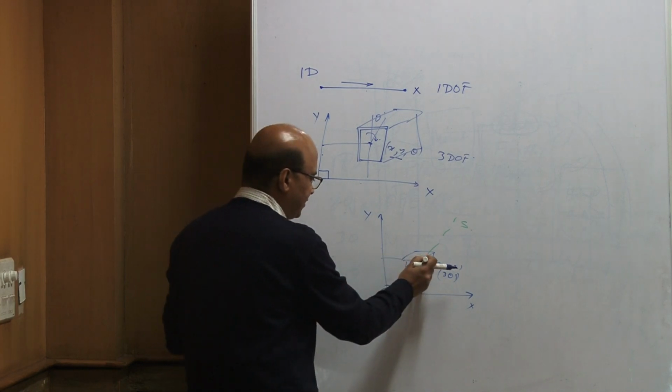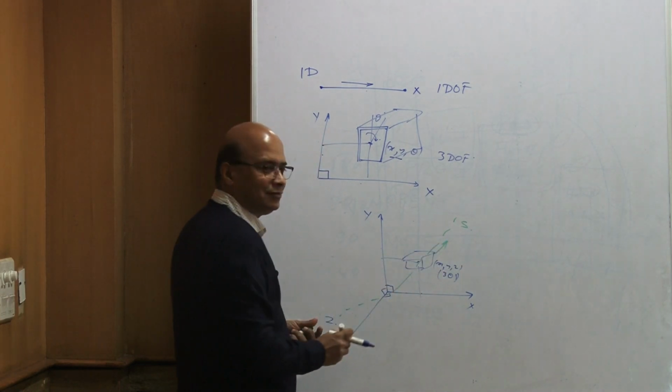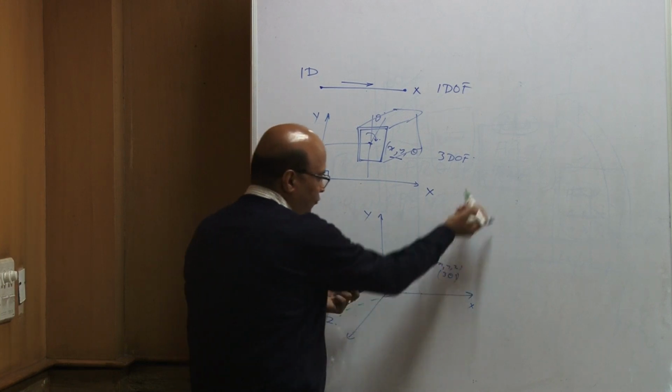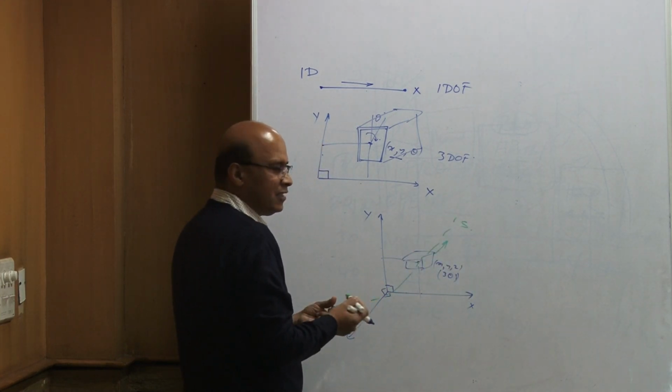So I have a cube which is in 3D. I am projecting it on the axis which is the 4th dimension. Okay. So what will happen?